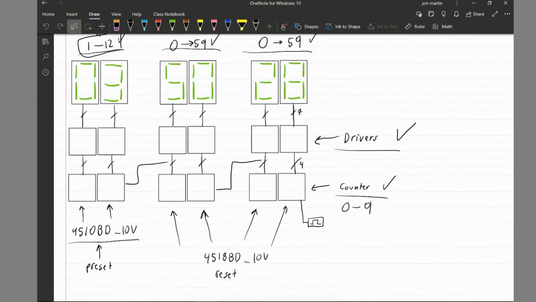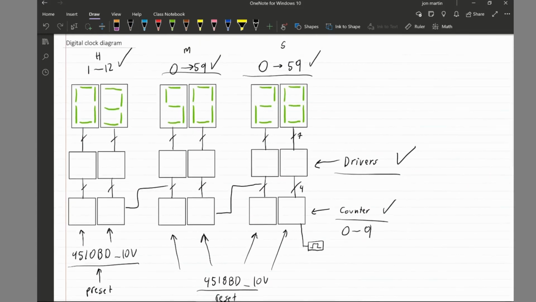And then for this one, we simply need reset functions. So this one, these ICs will suffice. This 4518B, and that simply goes from 0 to 59. So that takes care of the counters that we're going to use.